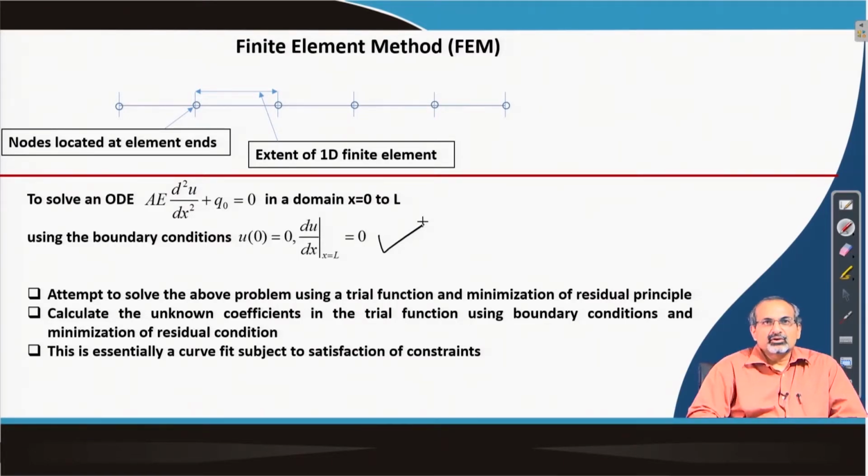Incidentally, this equation is of importance in solid mechanics. Here we attempt to solve the above problem using some trial functions and based on the minimization of residual principle. As we do that, we will find that the trial function will be assumed to be a polynomial with certain unknown coefficients, and these unknown coefficients would have to be evaluated based on the boundary conditions that you satisfy at the ends of the domain, and also based on the residual minimization principle, which we will talk about within a few minutes.